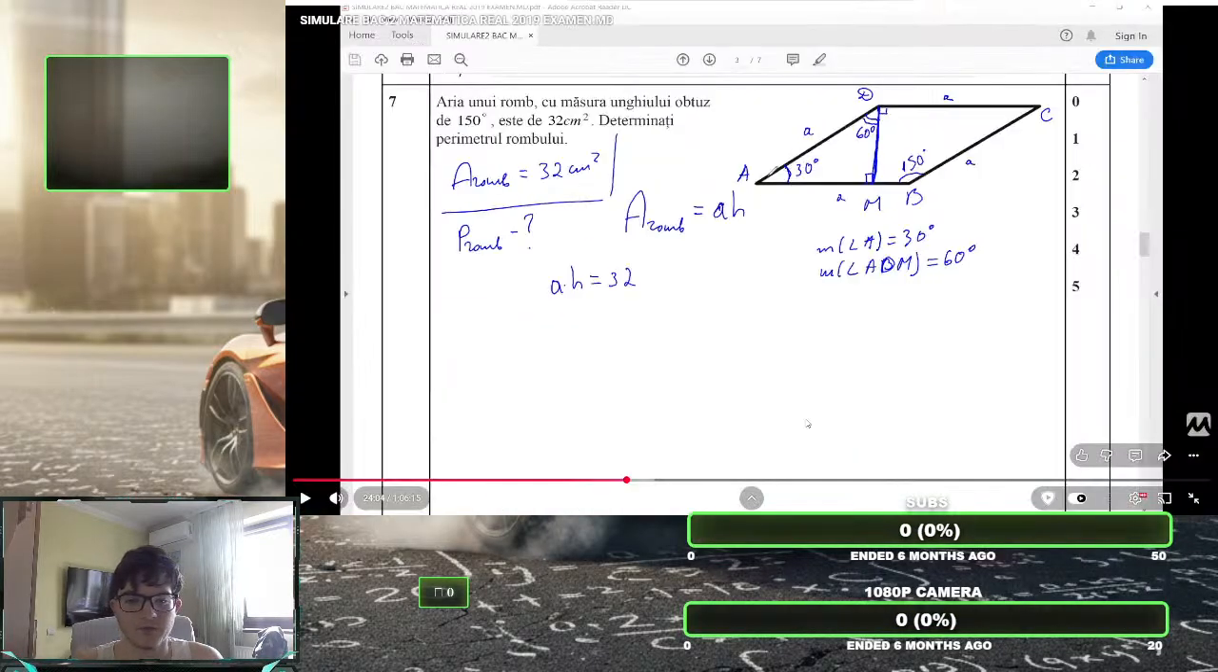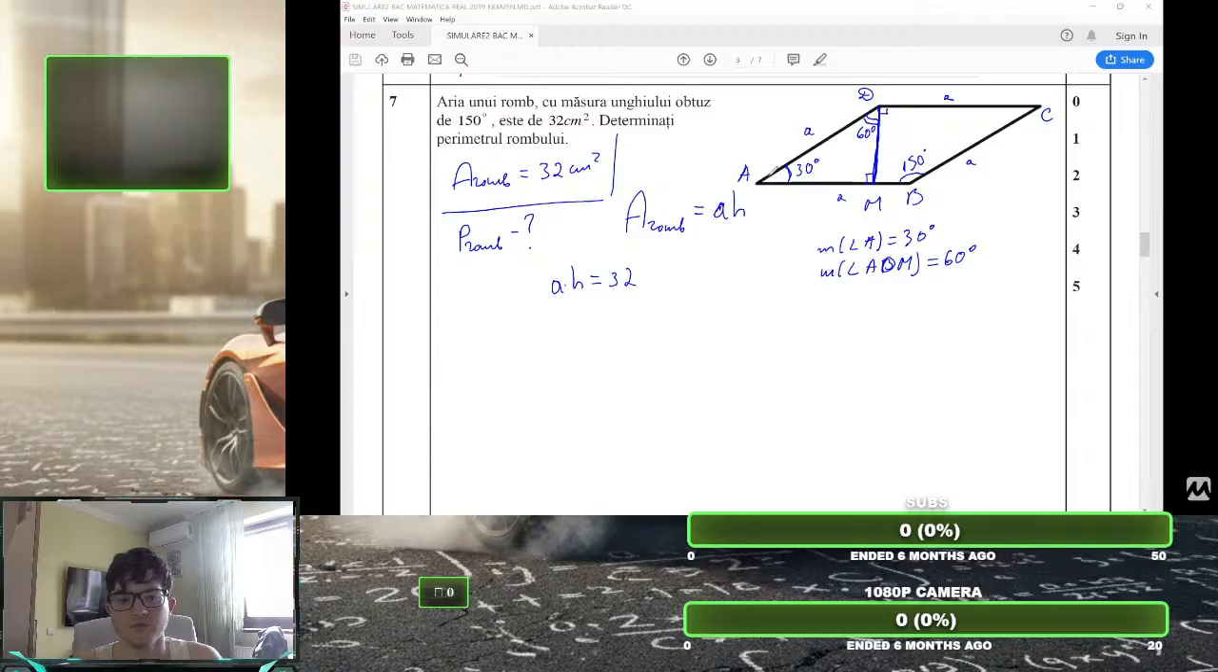Geometry problem right here. You can see what's done so far. So we need to calculate the area. We have reached this conclusion that the line of this figure times the height is 32.